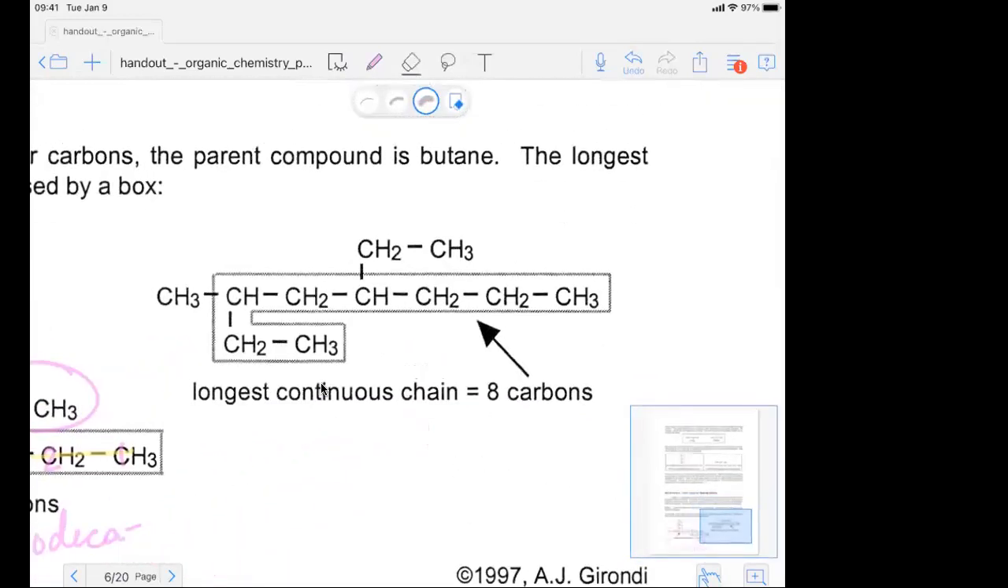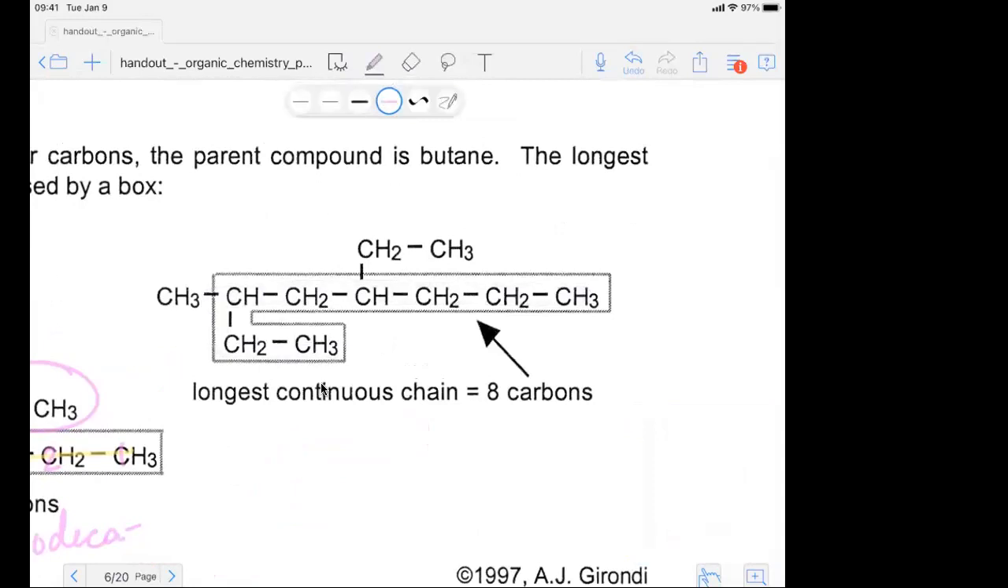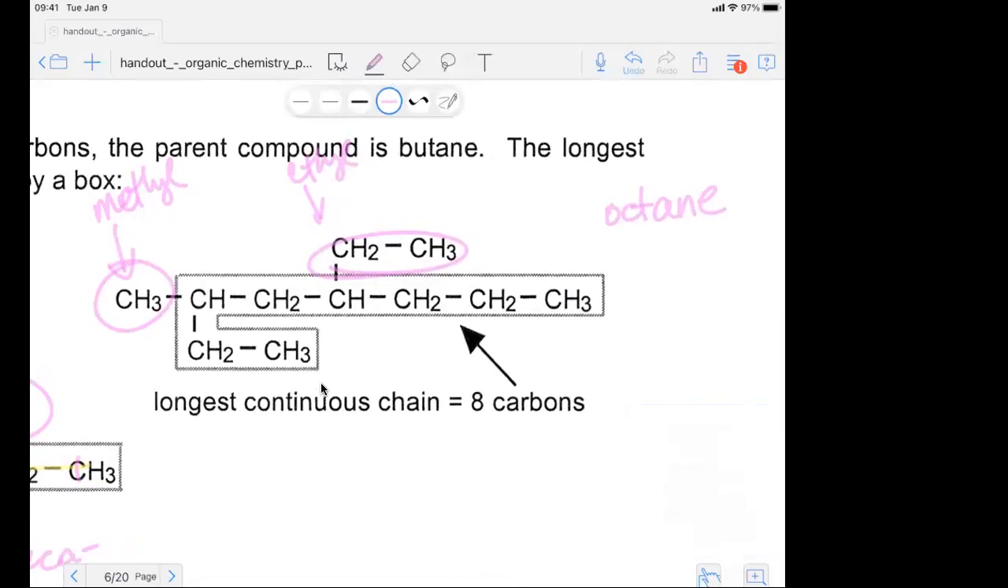Okay, and another example. The longest chain here contains 8 carbons. The prefix for 8 is oct. We're still in alkanes. So we identify our alkyl groups. It's going to be too big. So we've got methyl here and ethyl there. We put them in alphabetical order in front of the parent name. So I'll just do methyl, leave some space for position numbers.